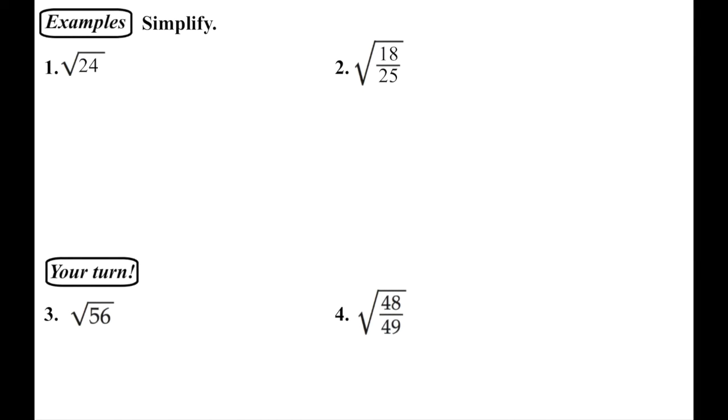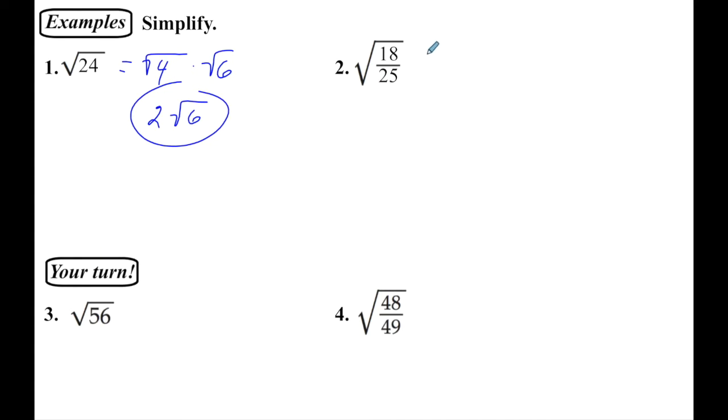So let's jump in and look at some examples of how we are going to simplify some square roots. Using that property we just discussed, I could write the square root of 24 as the square root of 4 times the square root of 6. We know the square root of 4 is 2, and the square root of 6 does not simplify, so this one will simply be 2 times the square root of 6.